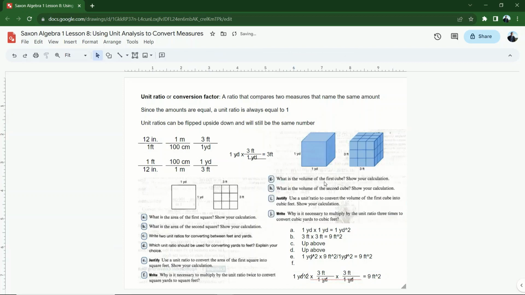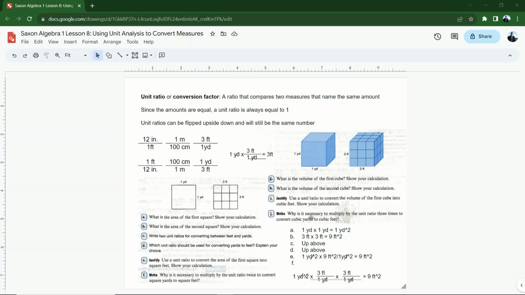We can do this with cubes too. So if I have a 1 by 1 by 1 cube, a 1 cubic yard, that's the volume of the first cube, by the way, 1 cubic yard. The volume of the second cube is, let's see, 3 times 3, but then there's another 3 to the back. I have to multiply length times width times height. So 3 times 3 times 3 is 27 cubic feet. I could just use the ratio 1 cubic yard equals 27 cubic feet, or 1 cubic yard over 27 cubic feet. That equals 1 because the numerator and denominator are the same.